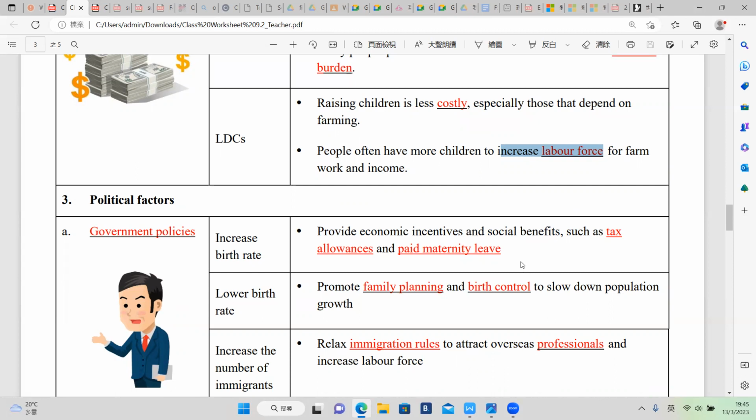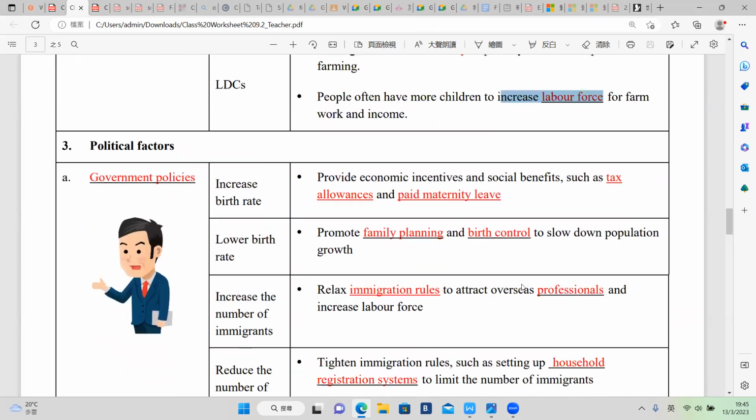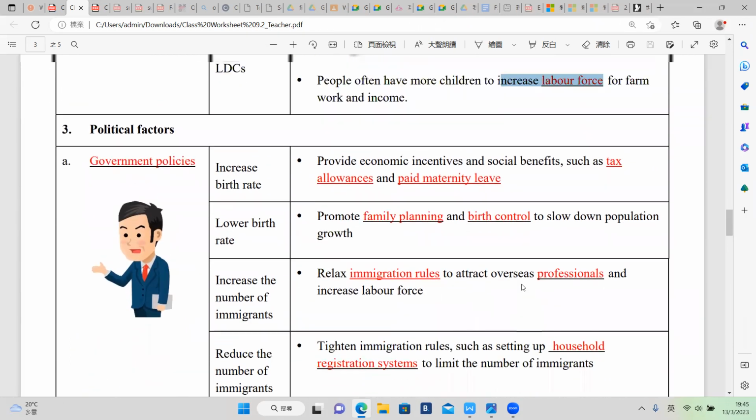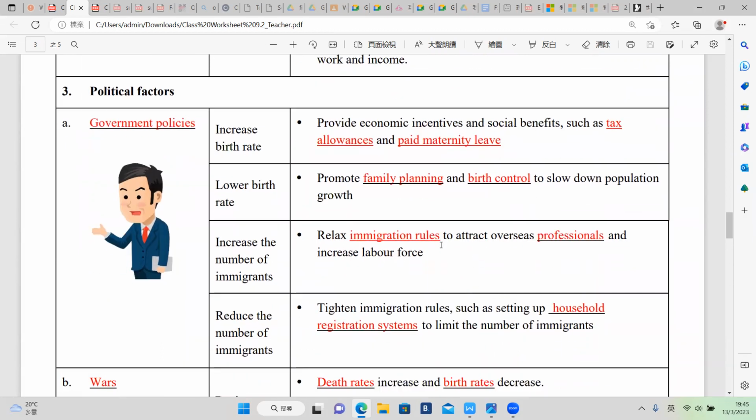Because if the women cannot get paid when they give birth to a baby, it will become devastating, and they are not willing to give birth to a child anymore. So paid maternity leave is quite important. And for lower birth rates, it can promote family planning and birth control to slow down the population growth. Just like Hong Kong previously, we had a lot of brothers and sisters.